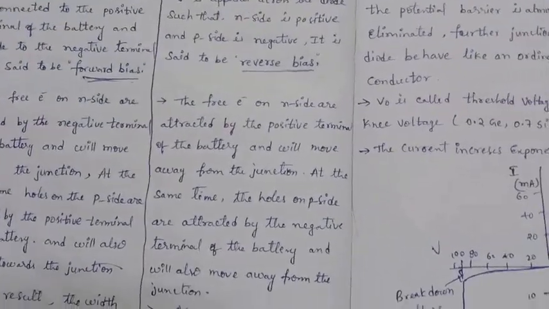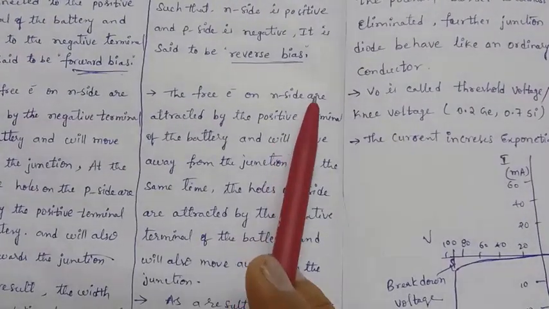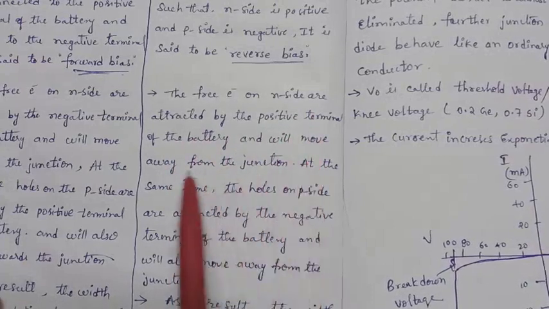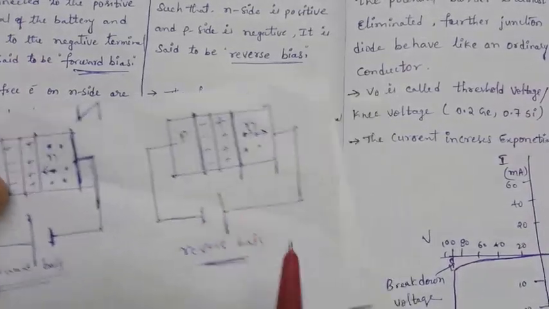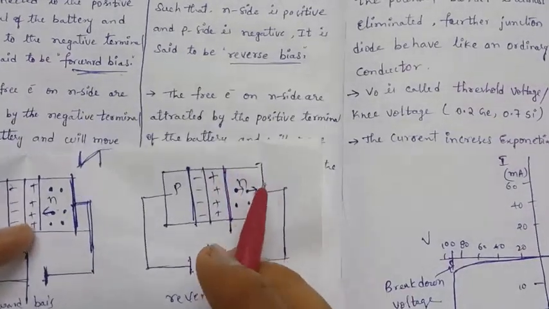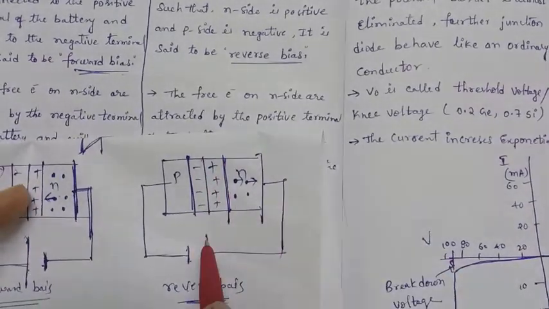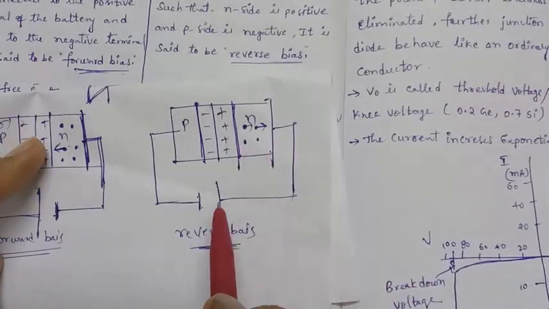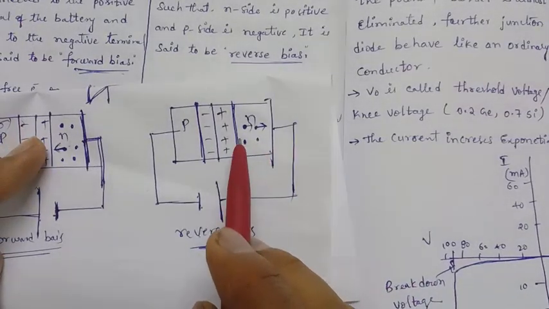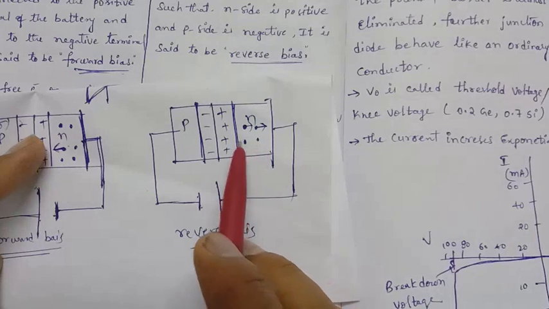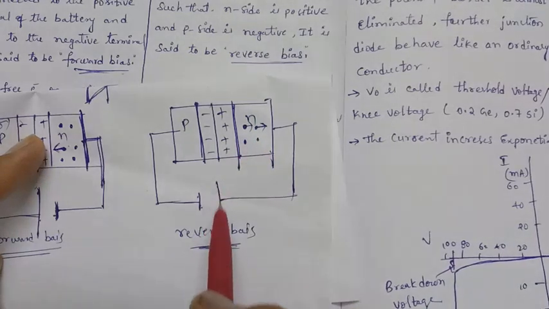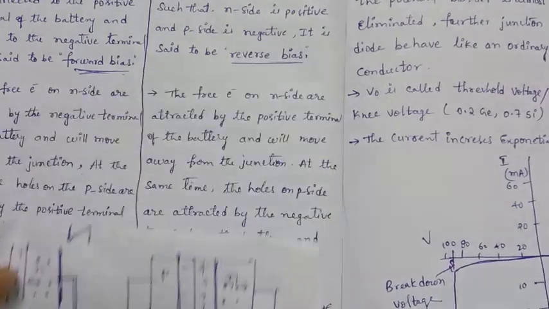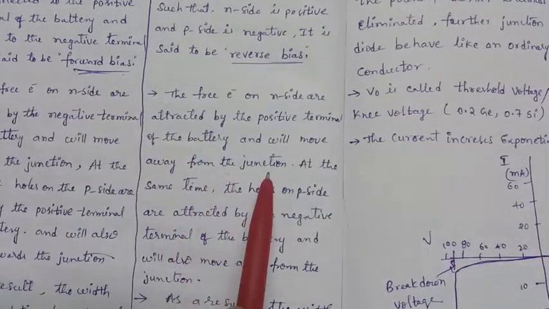Similarly, in reverse bias, the free electrons are attracted by the positive terminal of the battery and will move away from the junction. Inside, it is the positive terminal and these are the electrons. So these are attracted because the terminal is positive and the electrons are negative. That's why they are attracted by this positive terminal and will move away from the junction.